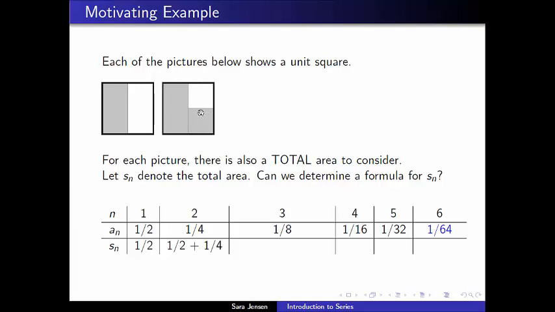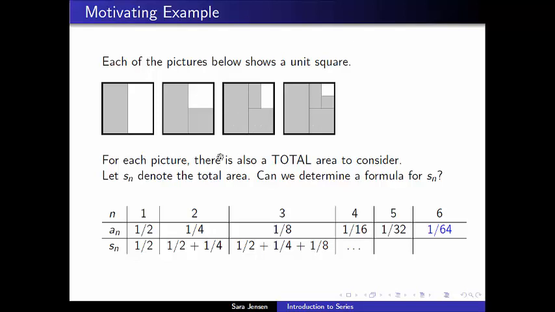Our newly added area was 1/4, but we need to add that to the previous area that we had, so the answer for S sub 2 would be 1/2 plus 1/4. Now I'm perfectly capable of simplifying that fraction, but remember that when we're dealing with sequences and with series, we do not simplify because we like to leave things expanded in order to see a pattern. At stage 3, my newly added area is 1/8, and I need to add that to the two other areas that I have, which are 1/4 and 1/2.